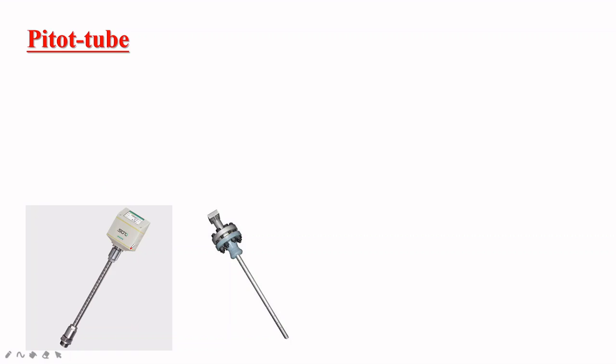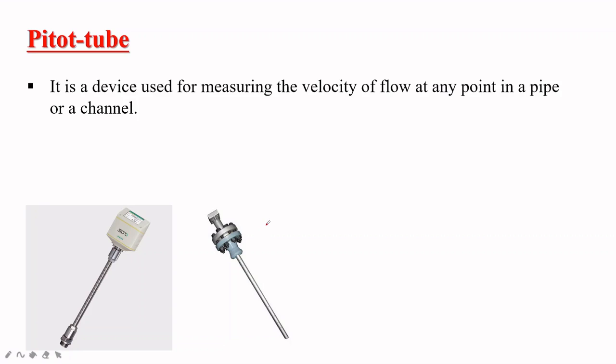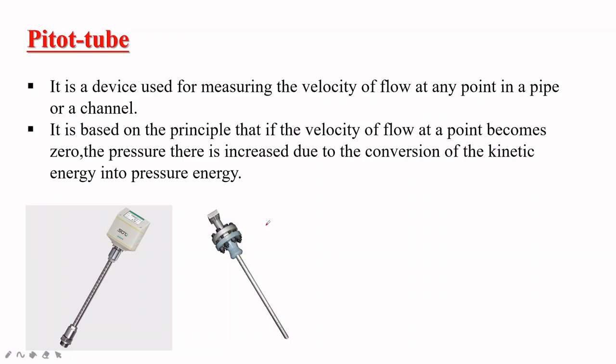It is also a device used for measuring the velocity of flow at any point in a pipe or a channel. This is the digital pitot meter and this is not digital. It is based on the principle that if the velocity of flow at a point becomes zero, then the pressure there is increased due to the conversion of kinetic energy into pressure energy.